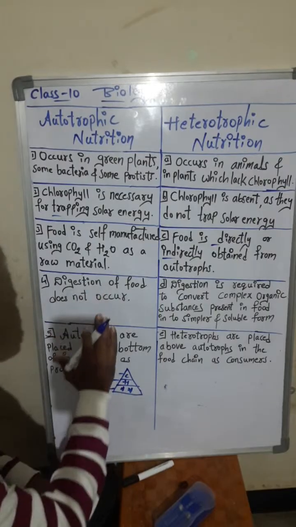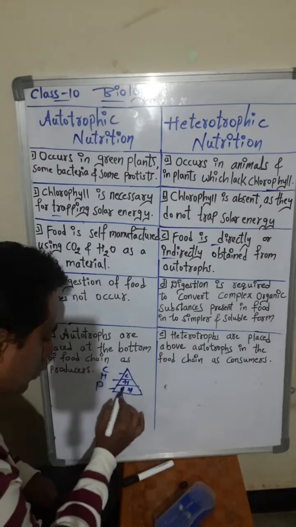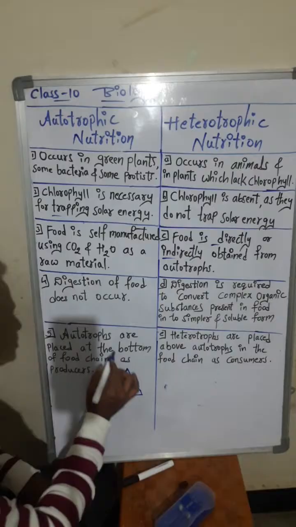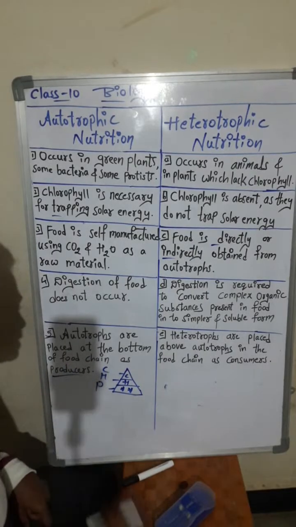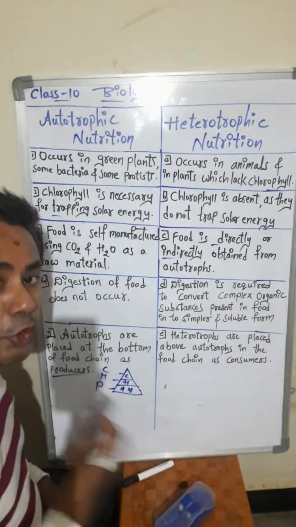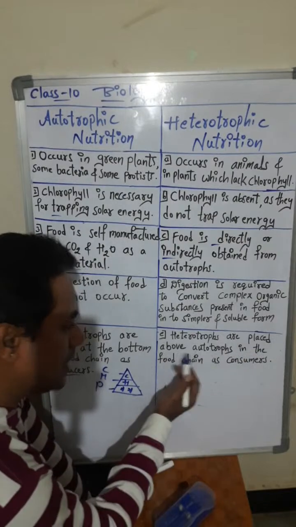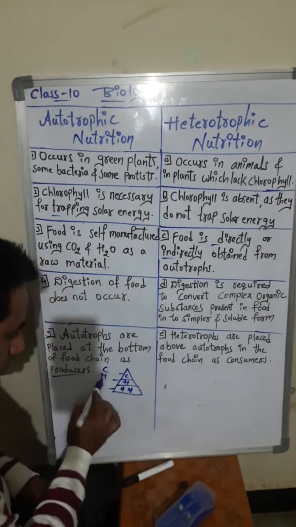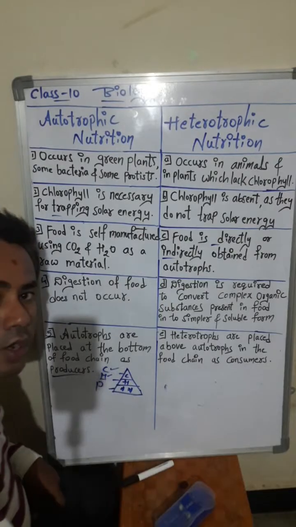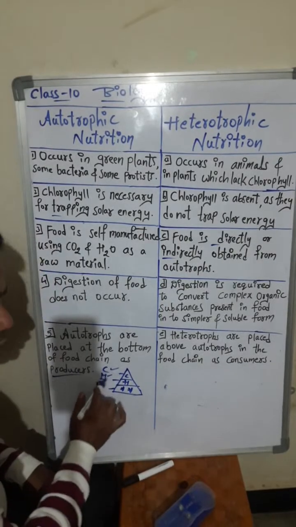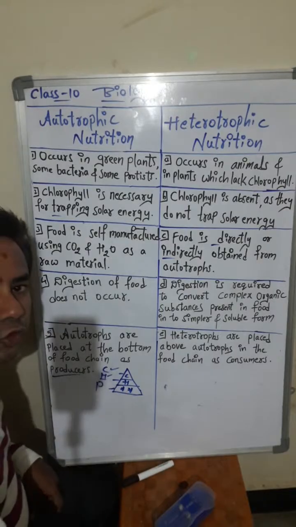Suppose you think this is a food chain. So they are placed at the bottom. So plants are also called producers. Here they have mentioned producers. Plants are also called producers because they produce the food. Okay, fine. So heterotrophs are placed above the autotrophs. See, herbivore is also heterotroph and carnivore is also heterotroph. Both are heterotrophs, herbivores and carnivores, because they cannot prepare their food.